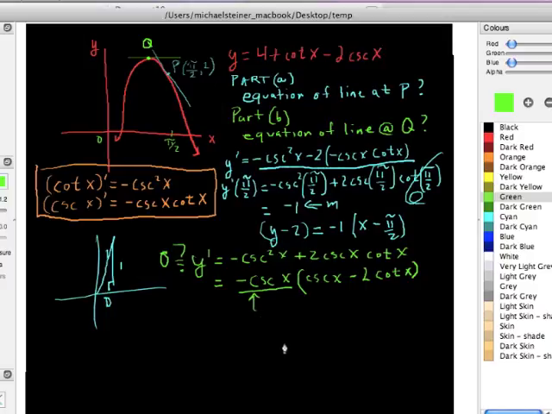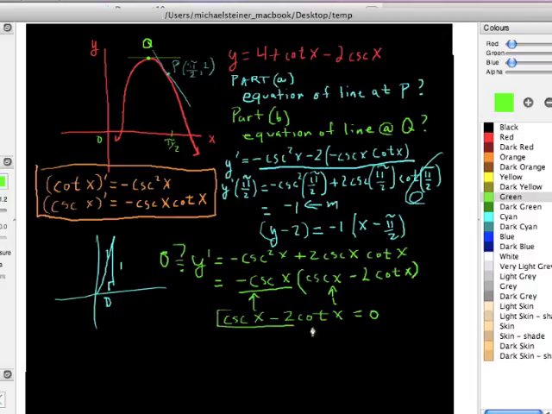You just look at the sine function. So we really want to know when this is equal to 0. So when is cosecant of x minus 2 cotangent of x equal to 0? And I see I have about 4 minutes, so how am I going to figure this out? Well, let's go to our definition of sine and cosine. Maybe that'll help.